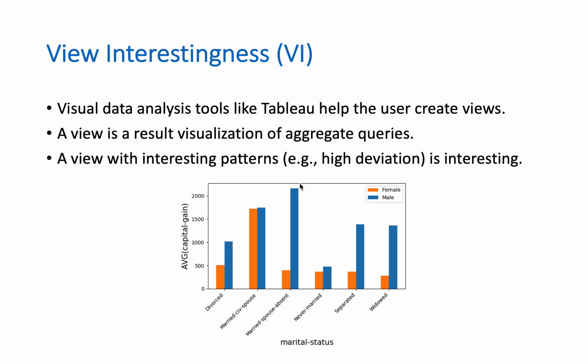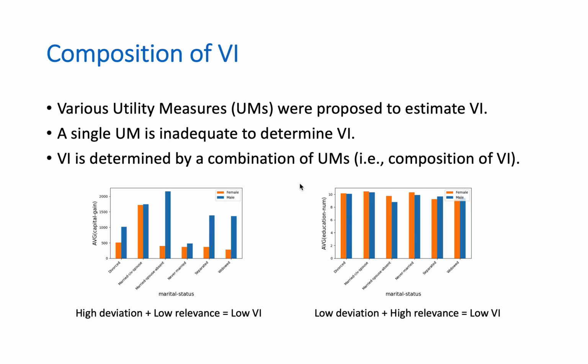So a view is interesting if it contains interesting patterns. In this example view, high deviation is the interesting pattern, meaning that the orange bars are very different than the blue bars. So in order to find interesting views, different kinds of utility measures have been proposed to measure the interestingness of a view. Some examples like deviation, like just mentioned before, and the relevance is also important, measuring the relevance between the view and the user's analysis task.